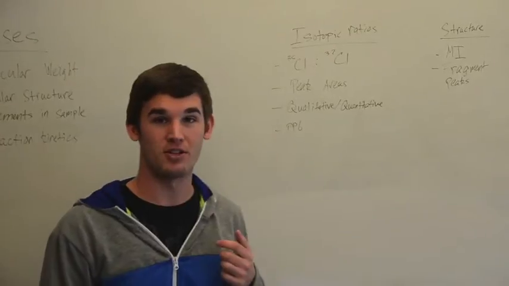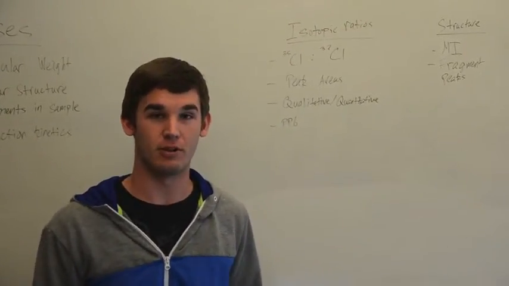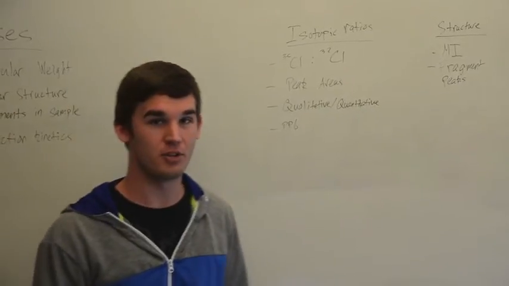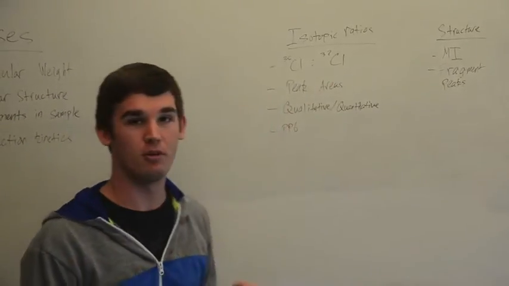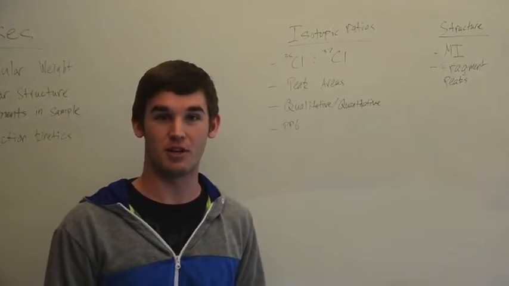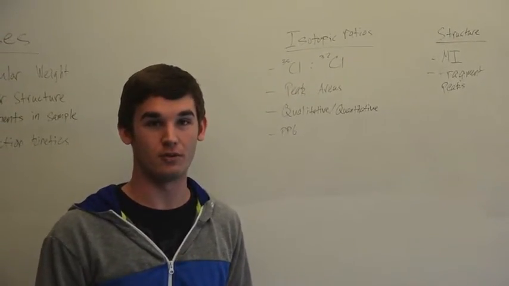Using isotopic ratios is one of the most important things when you're trying to determine what elements are present in your sample. One example of this would be chlorine, which has a 3-to-1 ratio of chlorine 35 to chlorine 37. So if you find that in your spectra, there's a good chance chlorine was involved.